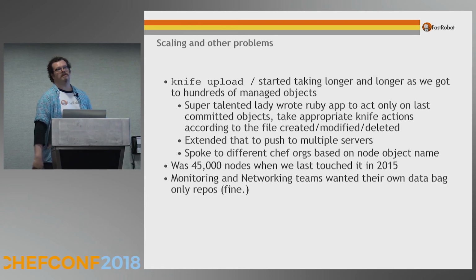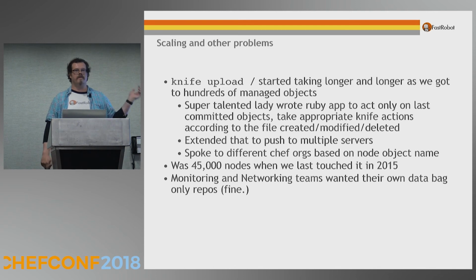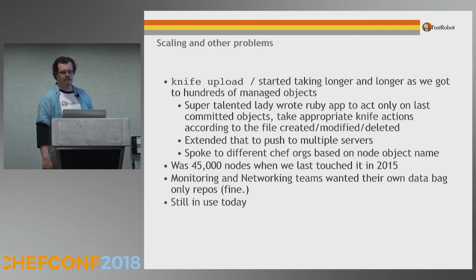The monitoring and network teams, we just made them a separate repo that was nothing but their data bags, and all they had to do was manage the data bags, and they had some scripts for, I need to add a new network device. A variation of this job would then push that policy up to the chef server. Cacti, Nagios, whatever, would pull it down and start mapping their targets for them. Again, it's still in use today, and that's pretty cool.